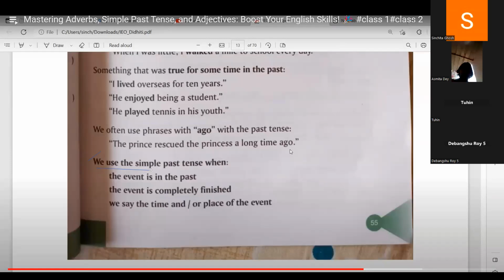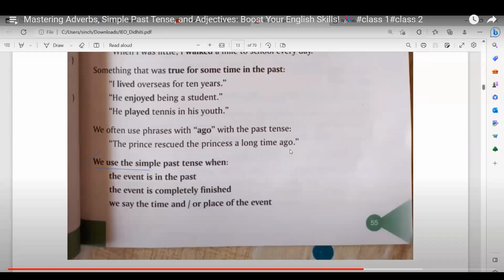We use the simple past tense when the event is in the past. Number 2, the event is completely finished. Number 3, we say the time and or a place of the event. Very good, excellent. We use the simple past tense when the event is in the past.